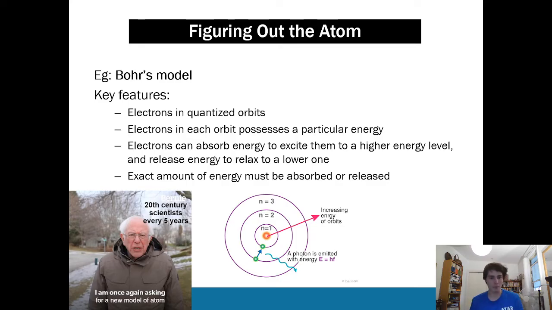So for example, with Bohr's model, the key features are that they have electrons in quantized orbits. Each of those electrons has a particular energy. And in order to move between those energies, you either need to give them a photon, which will cause them to jump up an energy level, or if they jump down an energy level, they should release a photon with exactly the same amount of energy as the change in energy.